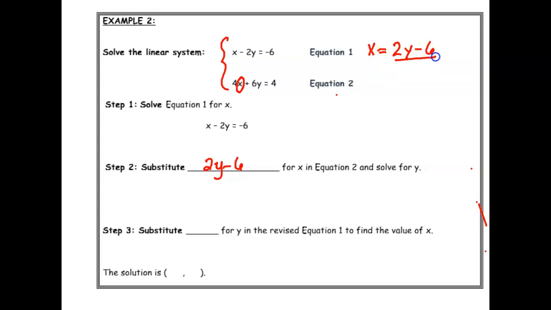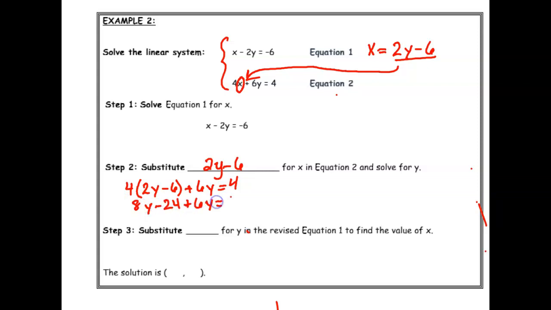We're taking this 2y minus 6 and substituting it in there. So we've got 4 times, no longer x, but 2y minus 6, plus 6y is equal to 4. When we distribute, we get 8y minus 24 plus 6y is equal to 4. Combine like terms, 14y is equal to 28. When we divide by 14, y is equal to 2.